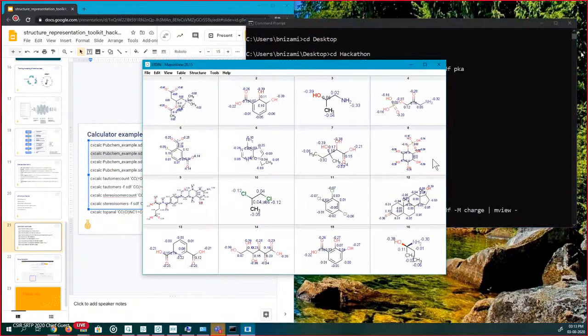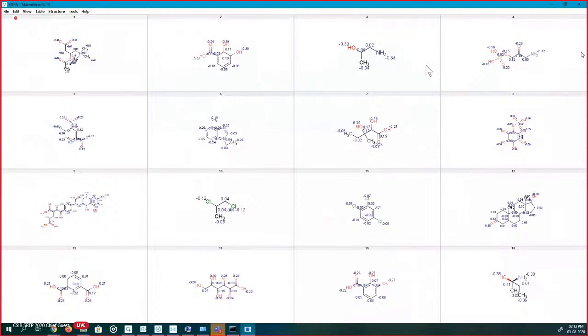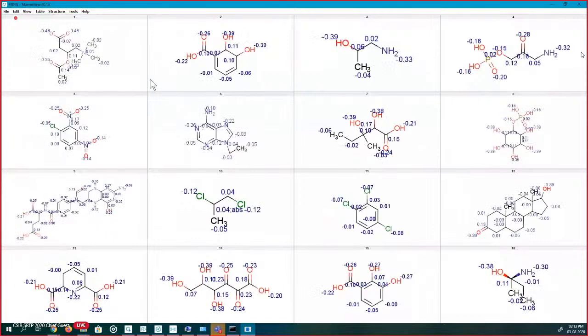So you can see here, I will make it a little bit bigger. I had 15 or 16 input structures, and it has calculated the charges for all these input atoms. I am looking at them using this MarvinView. You can also give a longer file, or a file with a larger number of structures, to calculate these charges.